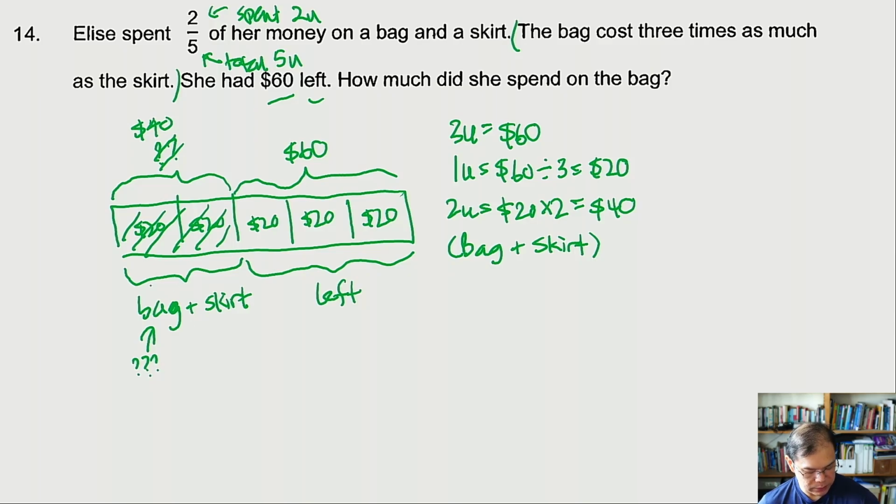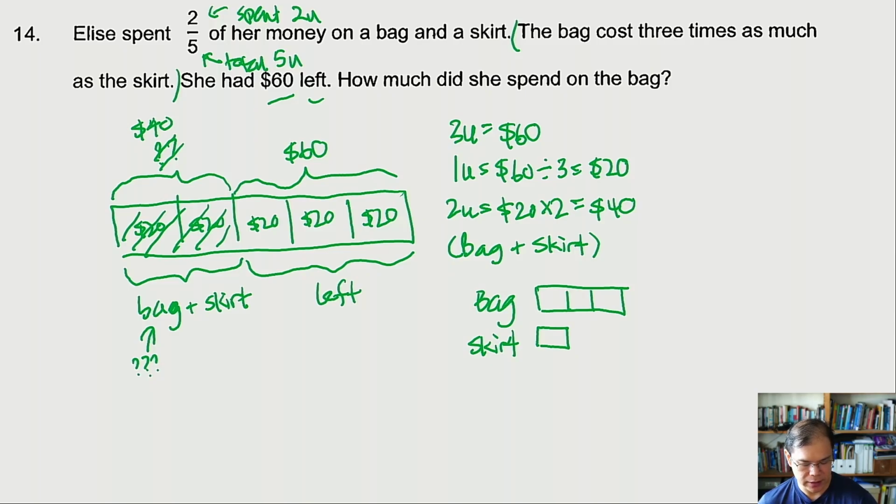Now let's move on to this part here. Let's try and allocate the $40 to the bag and the skirt. It says here the bag costs 3 times as much as the skirt. So it is a comparison between the bag and the skirt, so we draw a comparison model. It says that the bag costs 3 times as much as the skirt. Okay, some of you may be tempted to draw this part of the model into the main model, then it becomes very confusing, right? So it's okay to separate it.